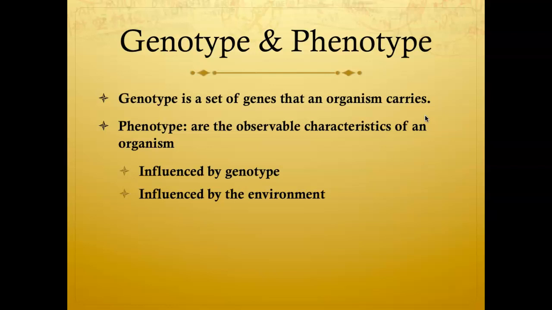Here are some other definitions to keep in mind, and these are important to understand when you're doing genetic problems. Genotype is a set of genes that an organism carries. So genotype basically means the genes that you have. Phenotype are observable characteristics of an organism. This is basically how you look, how genes are expressed, what are your physical traits. And phenotypes can be influenced by your genes, but how those genes are expressed can also be influenced by the environment.